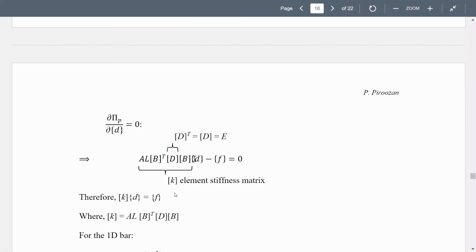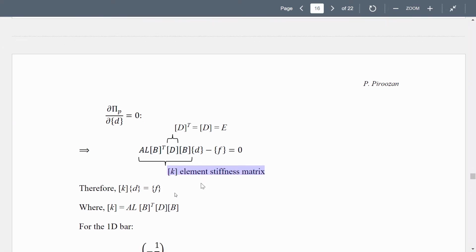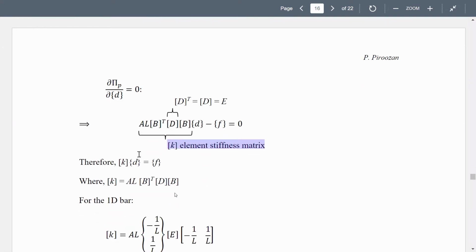In other words, something multiplied by d is equal to F. Take it to the other side, it is equal to F. This something is called the element stiffness matrix. That's what we wanted to find. Therefore, element stiffness matrix is A L B transpose D B. This is this one.